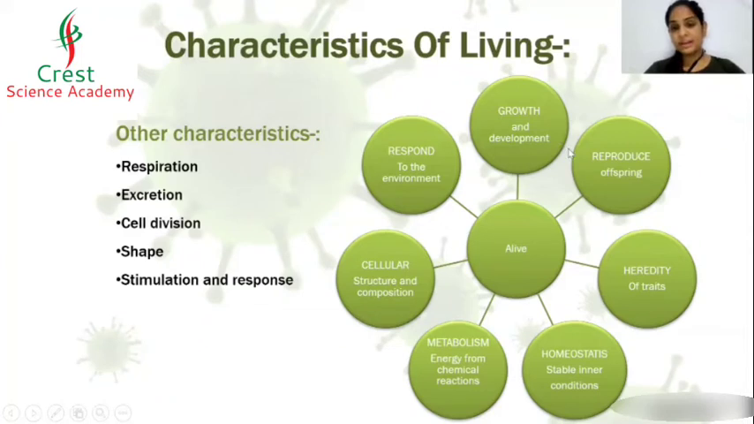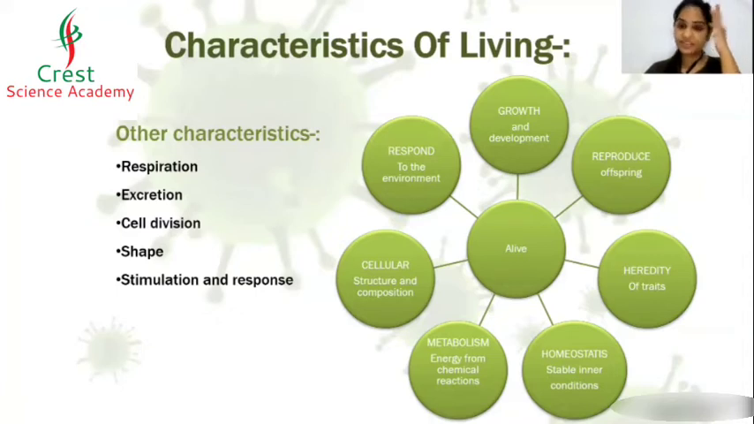The next thing we will discuss is reproduction, that living organisms reproduce. And the next thing is heredity of traits, that the heredity of traits takes place in living organisms only. Then homeostasis. Homeostasis is the stable condition of our body. And metabolism. Metabolism is the number of chemical reactions that are going on in our body. The next thing is cellular organization, that living organisms are made up from cells to organs. Here is the proper organization. And the last thing is response to the environment, that living things respond to the environment.